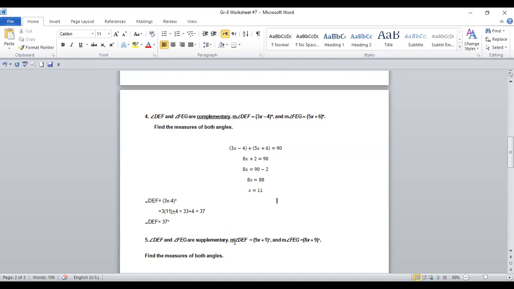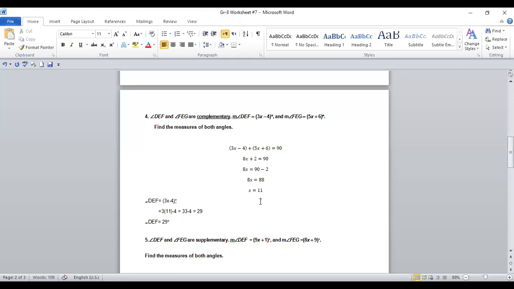Okay, there was a small mistake down here. Instead of subtraction, I had put a plus sign. So which means 33 minus 4. Okay, 33 minus 4 is going to give you 29. So angle DEF is going to be 29 degrees.